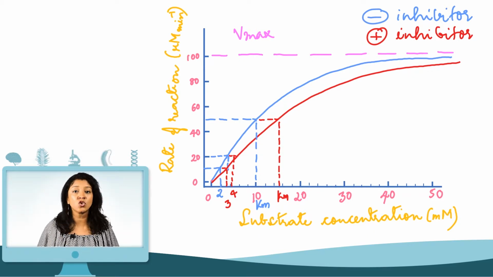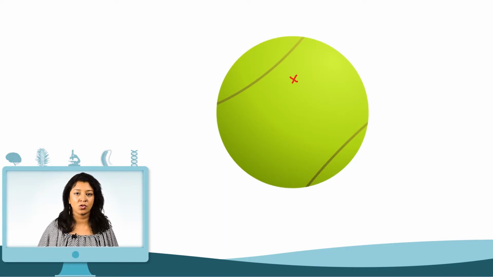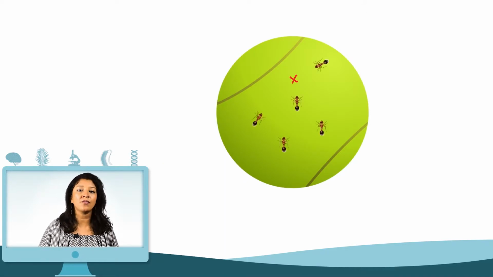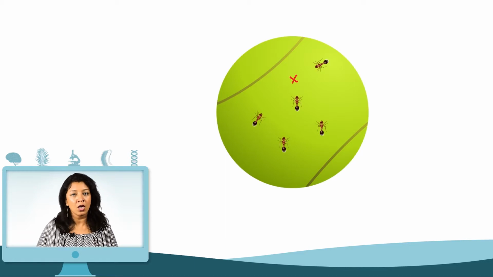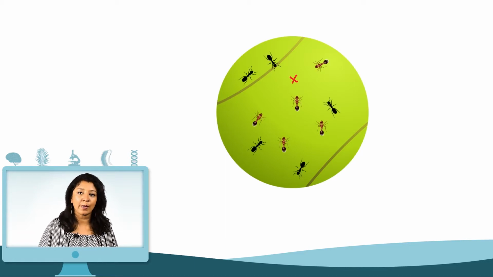We can understand this too by going back to our analogy. So we have the tennis ball with a red spot on it. And imagine you have like 5 army ants crawling on it. To this you add another 5 black ants. Now the probability of the red spot being occupied by the army ant or the black ant is the same. Similarly, when you have almost equal concentration of the substrate and the inhibitor, then the enzyme active site may be occupied by the substrate or the inhibitor.